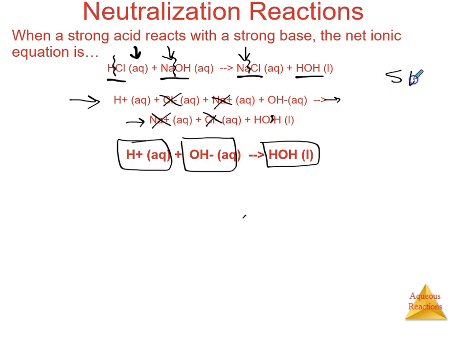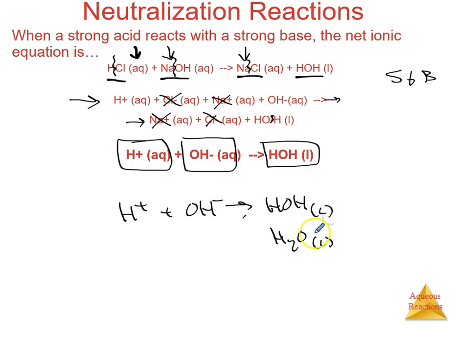So if you have a strong acid and strong base, the net ionic is always H plus plus OH minus goes to HOH. Now you'll see that as H2O as well. They are both the same thing. You can write them either way and that would be acceptable. Okay, that is if we have a strong acid and a strong base. But we don't always have that exact situation.